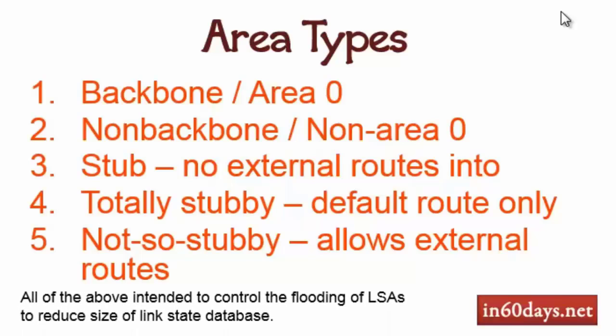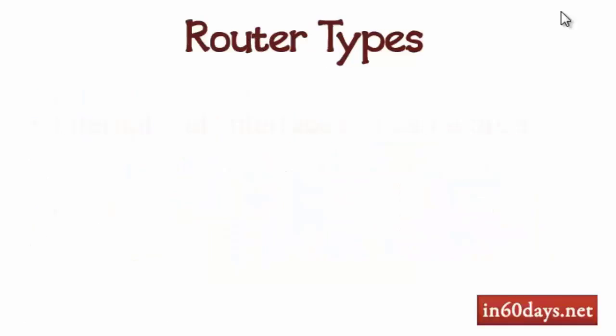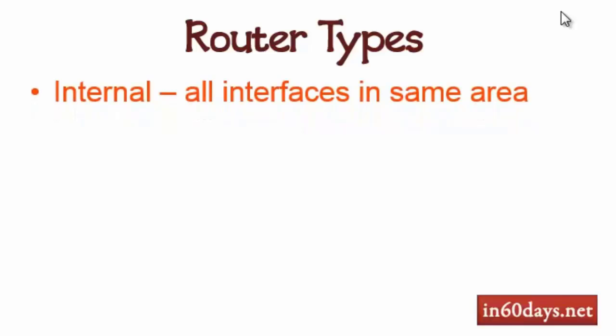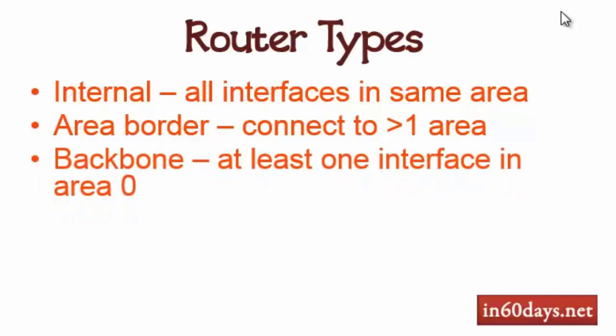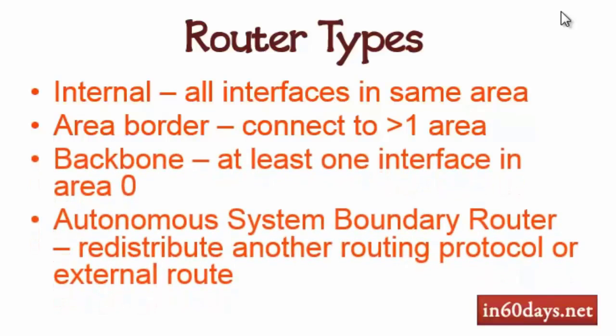So the whole point of all of this is to control the thousands of link state advertisements that could be flying around your network, and it reduces the size of your link state database. OSPF router types: internal, so all your interfaces are in the same OSPF area. Your area border router, as I've mentioned, connects to more than one area. Your autonomous system boundary router is redistributing another routing protocol, or redistributing an external route, into your OSPF.